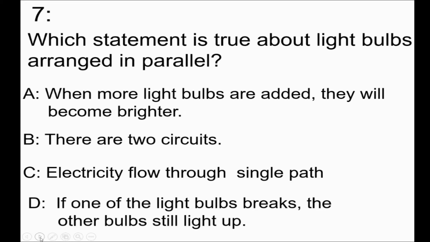So the question one more time, which statement is true about light bulbs arranged in parallel? So the correct answer here is D. If one of the light bulbs breaks, the other bulbs still light up.